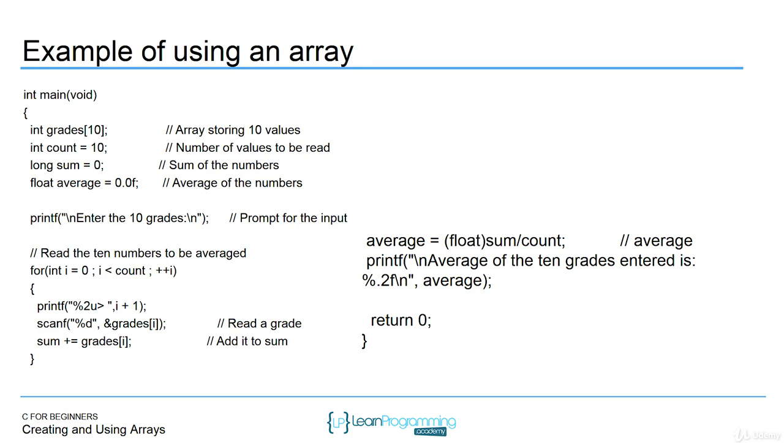Now let's go through an example of using an array. Here's an example of using an array that is going to read in 10 numbers, and then give me the average of those 10 numbers. As we're reading them in, we're going to calculate the sum, then we're going to display the average. So at this point, I want to take this example, put it in Code::Blocks, and run through it and show you how it works.